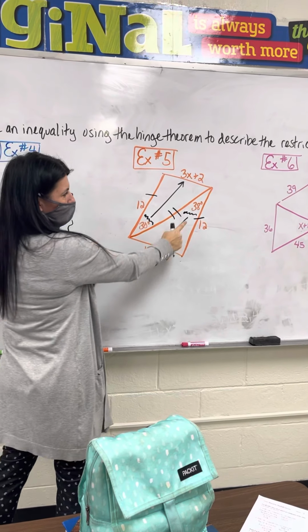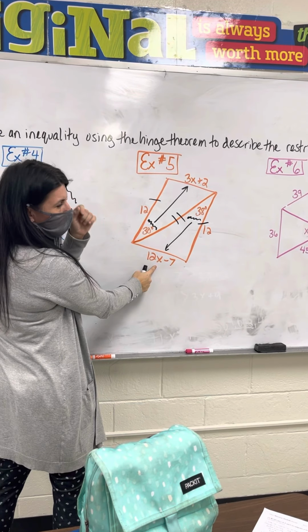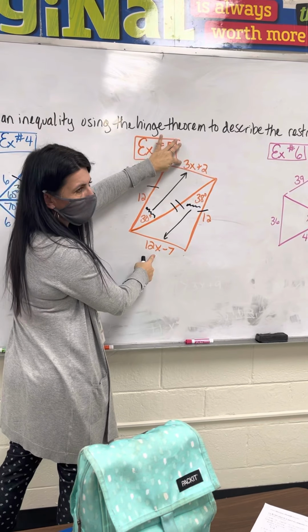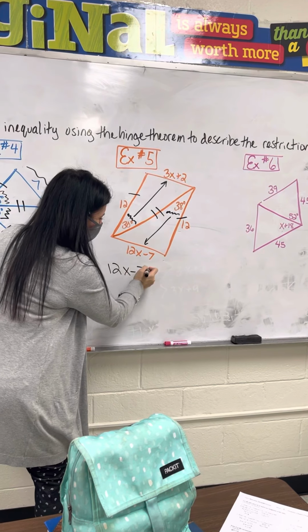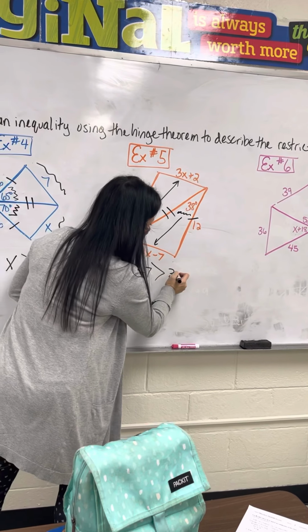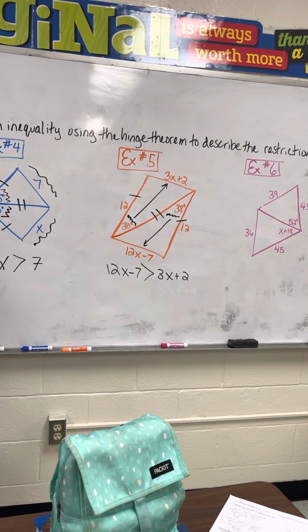Let me say that again. 38 is bigger than 30. So this side, 12x minus 7, is bigger than 3x plus 2. So I'm going to set up my inequality that way. 12x minus 7 is larger than 3x plus 2. We always want to simplify, don't leave it that way.